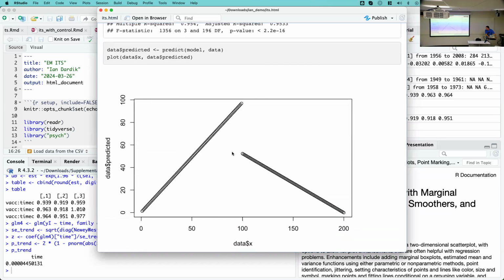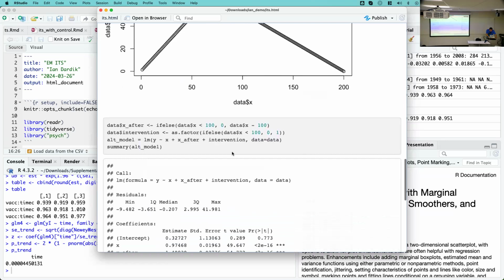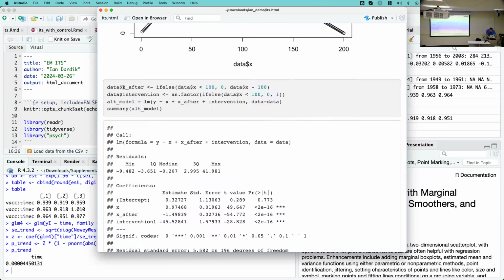Okay, great. So this is why, but there is another way to model this that we talked about. And it'll look kind of like this. So in addition to time, we also had time after. So time after is all zeros between 1 to 100, but then you start counting up 1, 2, 3, 4, 5 from 100 and on. So basically it keeps track of time starting at time 100.